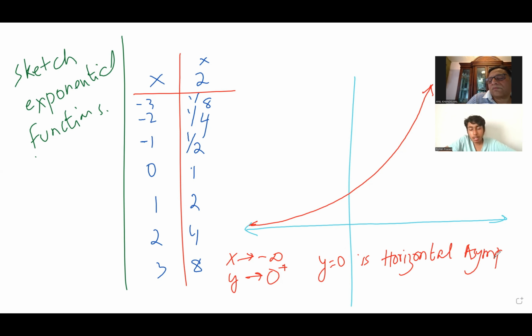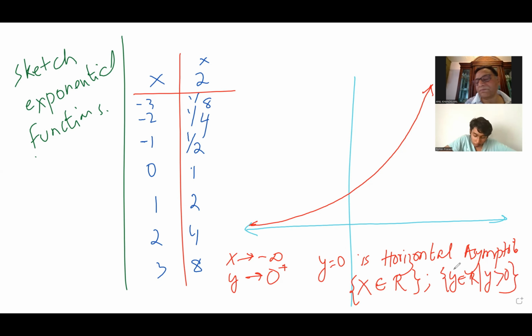And would the domain be x of real numbers and the range be y of real numbers, where y is greater than 0? You're right, where y is greater than 0. It is never 0. It is always positive, right? Greater than 0. Is that clear to you? Yes, sir.